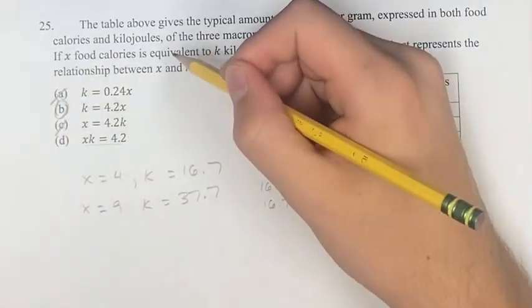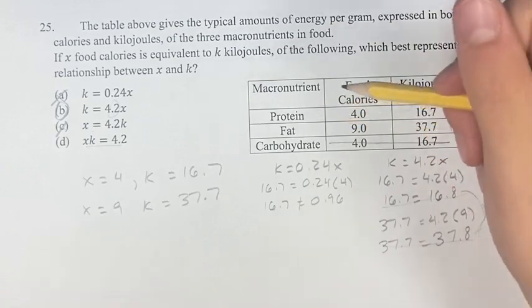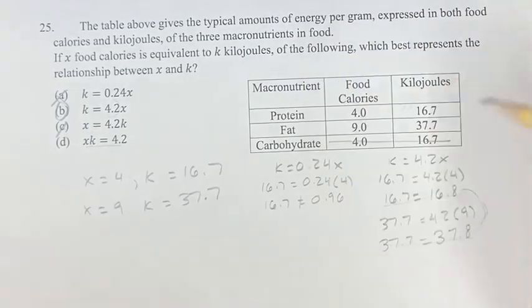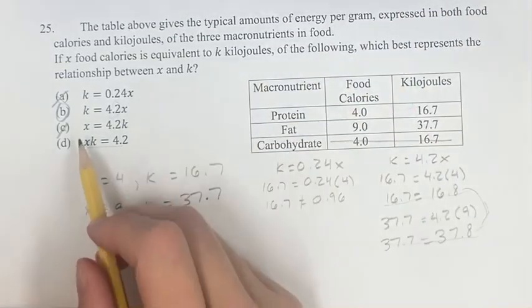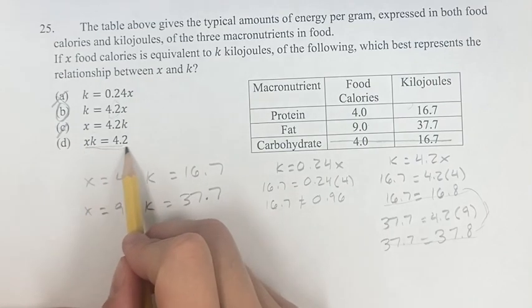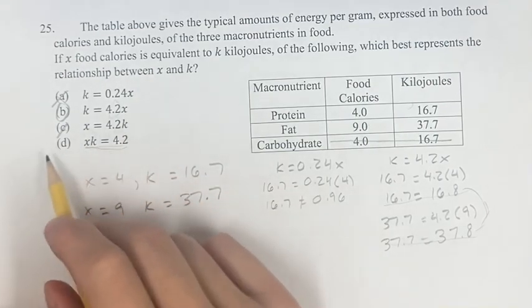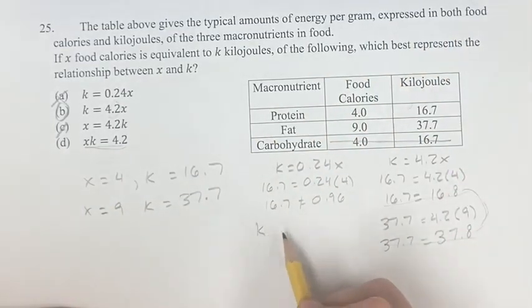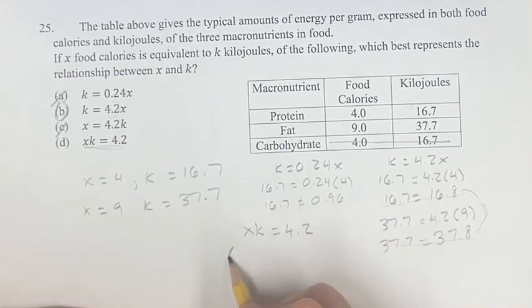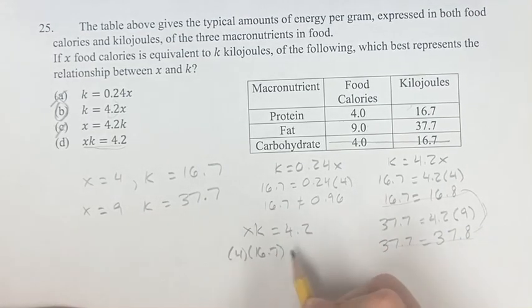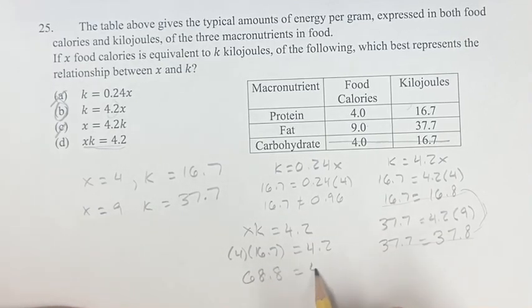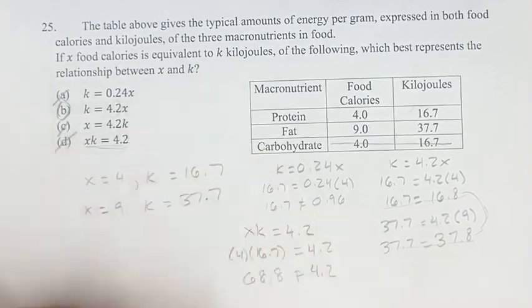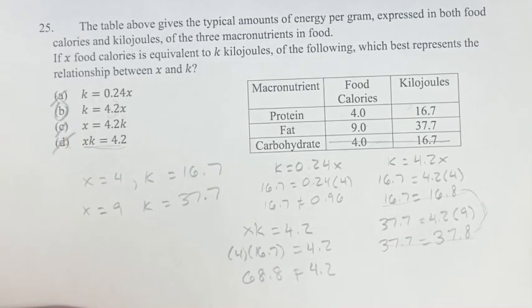We know it's not C because only one line can fit this situation. And just to show that the last equation is not linear either, let's just plug in. We have XK is equal to 4.2. Well, X is 4 times 16.7, which is equal to 68.8, which is not equal to 4.2. So D is not our answer. So we know B is going to be our final answer.